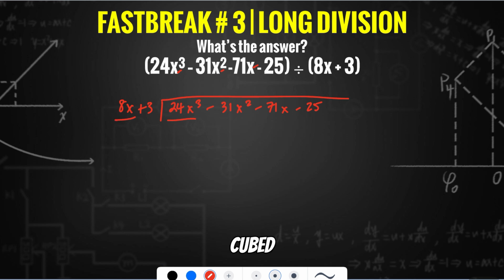So, dividend first term divided by divisor first term. 24x cubed divided by 8x, you have 3x squared. 3x squared times 8x, you have 24x cubed. 3x squared times 3, you have positive 9x squared. Now, subtract them. So, 24x cubed minus 24x cubed, 0 or cancel. Then, negative 31x squared minus 9x squared, you have negative 40x squared. And then you bring down your 71, negative 71x.